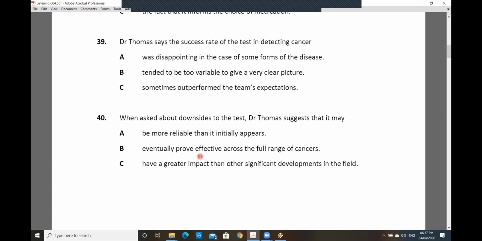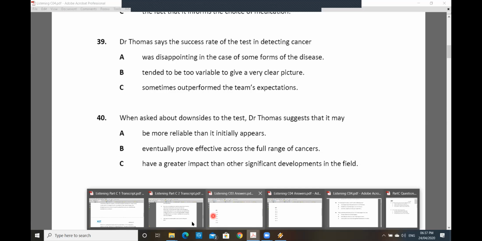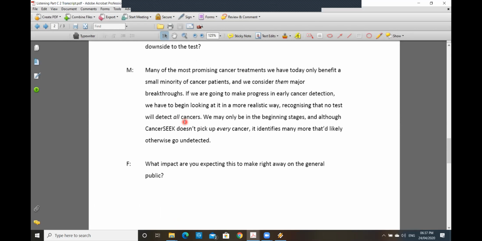Has anyone selected A or B, or would anyone like to argue against C? Ma'am, I have opted for B. Okay. So you had two sentences which helped you rule out B, because he said that no test can detect all cancer, and similarly CancerSEEK would not be able to detect all cancer. So he said that although CancerSEEK doesn't pick up every cancer, it identifies many more that would otherwise not be detected.